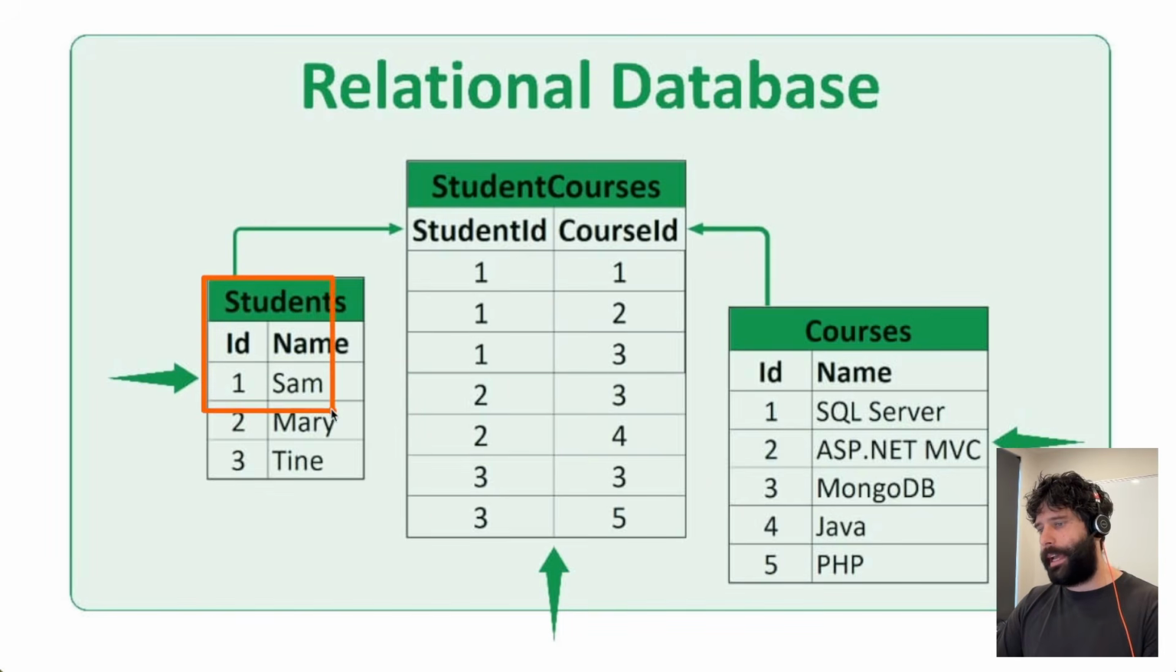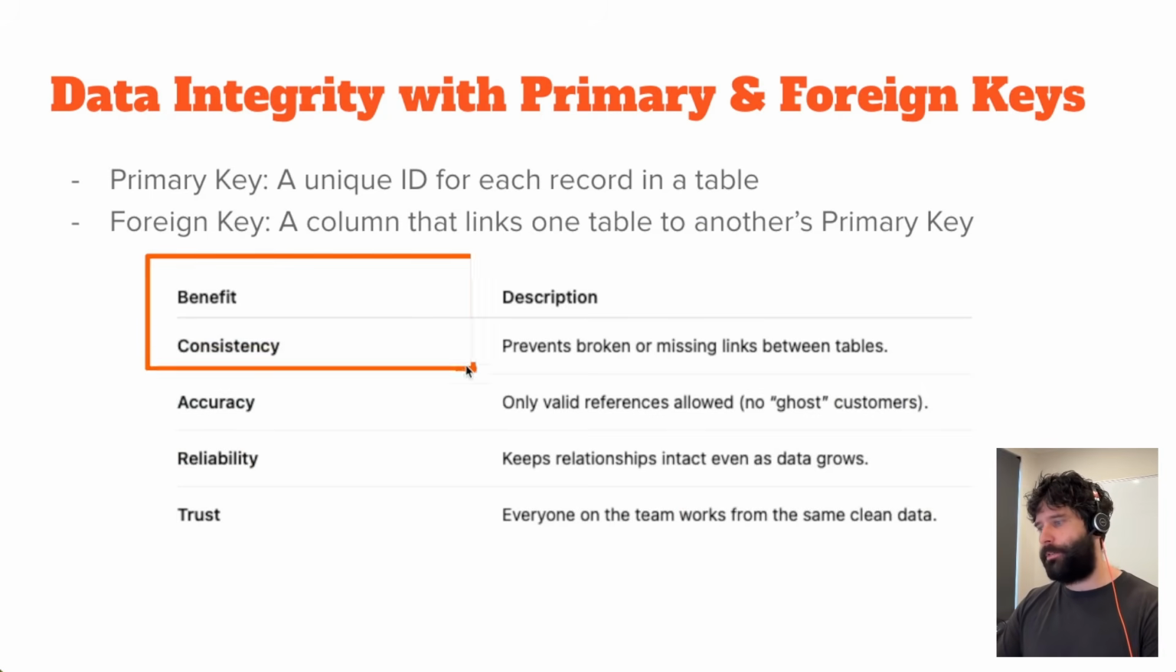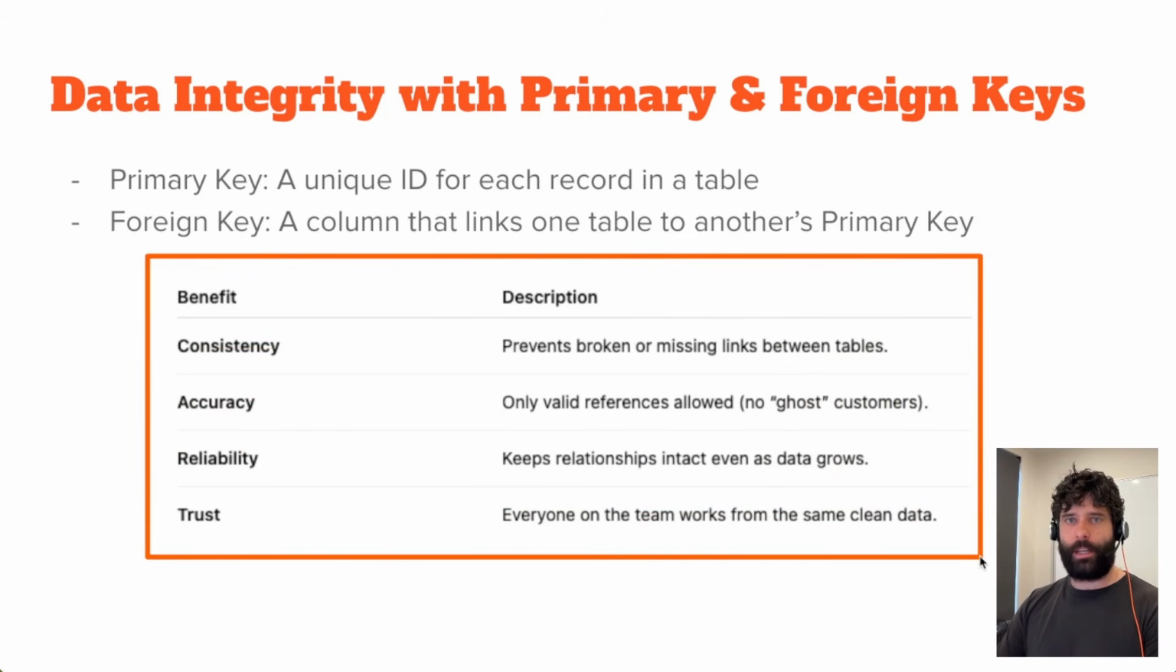So in the earlier case we had over here, we had a list of all the students, a list of all the courses, and then we're able to see the relationship between students and courses and see what everyone was taking for this semester. Now there's a bunch of different benefits that you get when you're working with relational databases.